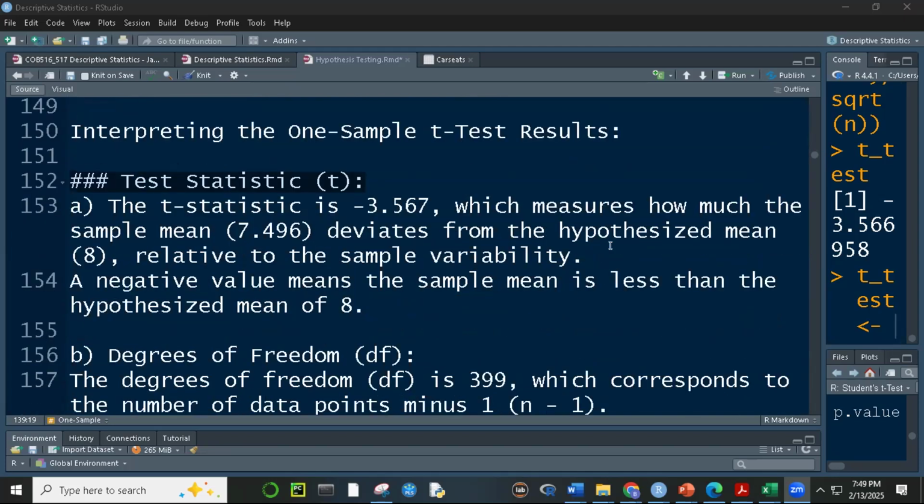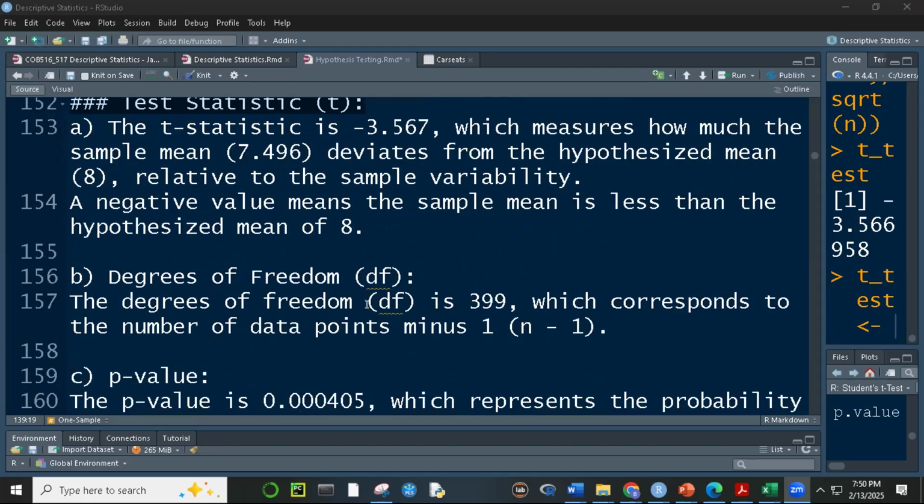And here, class, let's just go over this. I already wrote this so that it's already available to you. The T stat is negative 3.567. It measures how much the sample mean, which is 7.496, deviates from the hypothesized mean, which is 8, relative to the sample variability. The negative value means that the sample mean is less than the hypothesized mean. If this was positive, then the sample mean would be greater than 8.